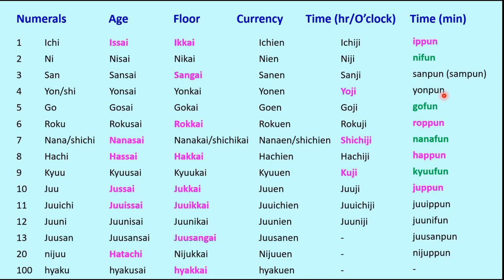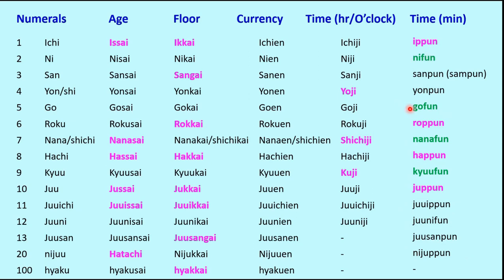Yonpun, 4 minutes. 5 minutes, gohun. 6 minutes, roppun. 7 minutes, nanahun. 8 minutes, happun. 9 minutes, kyuhun. 10 minutes, juppun. 11 minutes, juippun. 12 minutes, junihun. 13 minutes, jusampun. And 20 minutes, nijuppun. So here the green ones, you might be wondering what these green ones indicate.